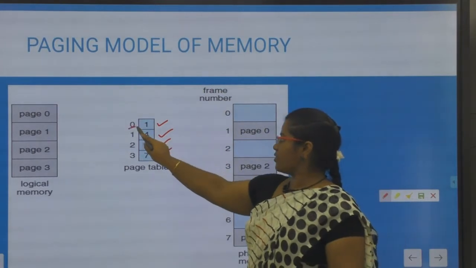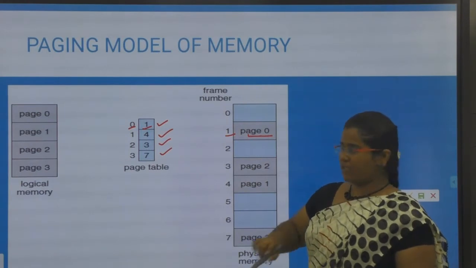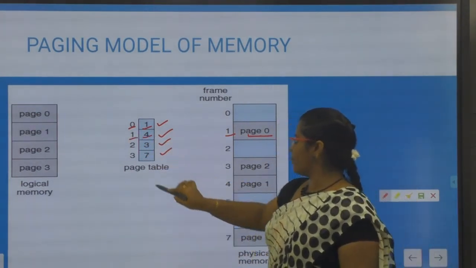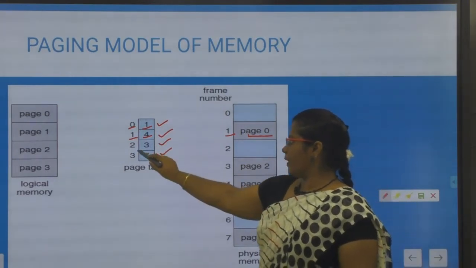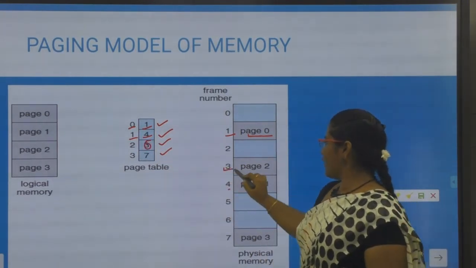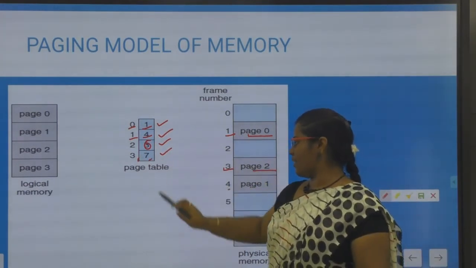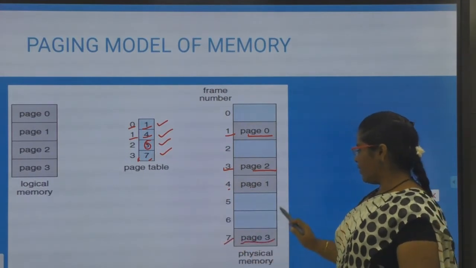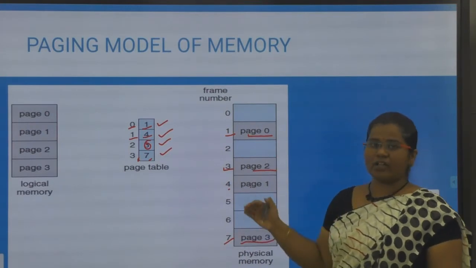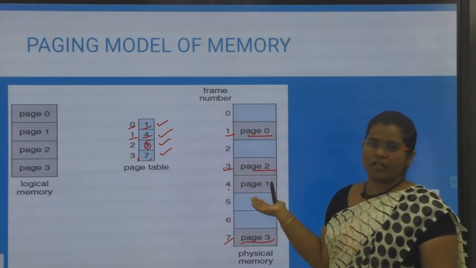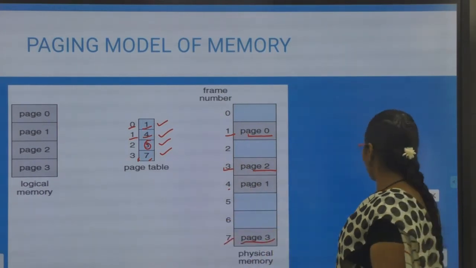See, page 0 is stored in frame 1. Page 1 is stored in frame 4. Then page 2 in frame 3, so in frame 3 I have page 2, and page 3 in frame 7, so in frame 7 I have page 3 in physical memory. Likewise I can find out each and every page of a process stored in your main memory with the help of the page table.